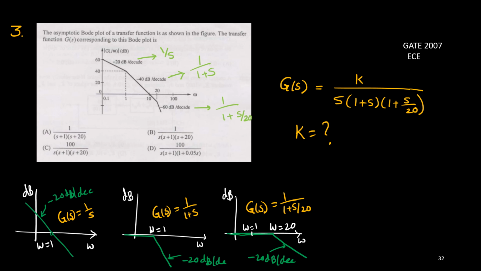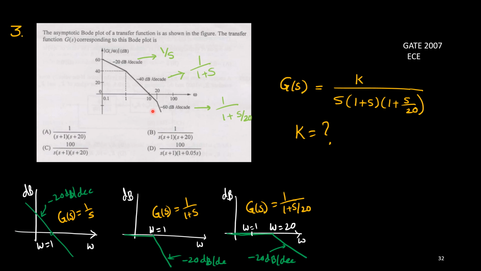Before that, try to understand these things. I've already discussed that if there is a pole, then we get a slope of minus 20 per decade, continuous. It's the actual plot, no asymptotic thing. It is continuous on both sides, and it will pass through omega equal to 1 at 0 dB, because at omega equal to 1, its gain will become 1, and 1 means 0 dB. If I consider the function G(s) equals 1 upon 1 plus s, then its corner frequency is omega equal to 1. When omega is less than 1, it is 0 dB; more than 1, it is minus 20 per decade. And for this pole, the corner frequency is 20. So the left side is 0 dB, and on the right side there is a slope of minus 20 dB per decade.